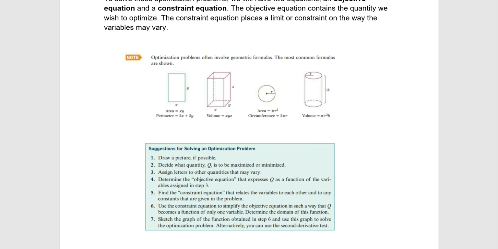Next one, we have a circle. We know the area of a circle is pi r squared. The circumference, which is essentially the perimeter, is 2 pi r. And the last one, we have a cylinder. The volume is pi r squared times h. And for this one, there's also surface area, but we'll go ahead and wait for that formula if we see it in a question coming up.